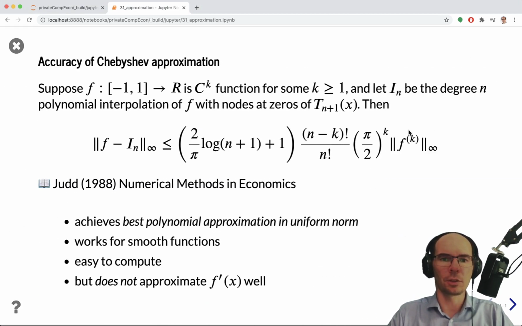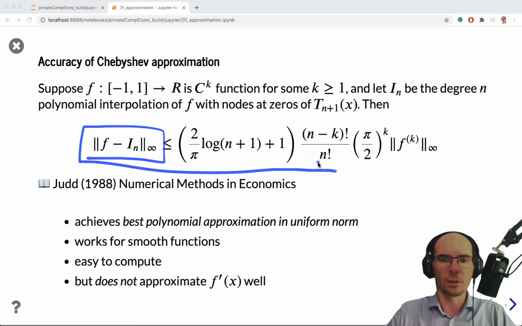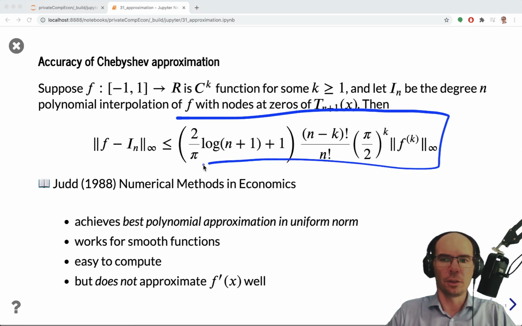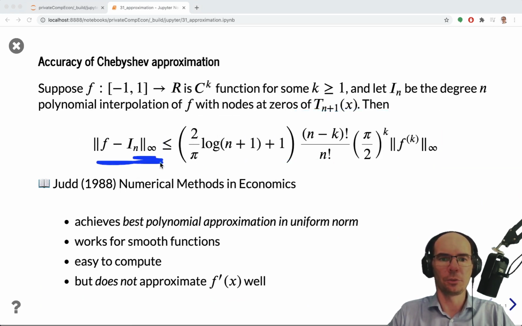And then there's this result. So if the function is smooth, we can construct the interpolating polynomial of degree n using Chebyshev polynomials themselves, such that there is an upper bound on the infinity norm of this approximation. Now, the function of interest has to be smooth enough, right?